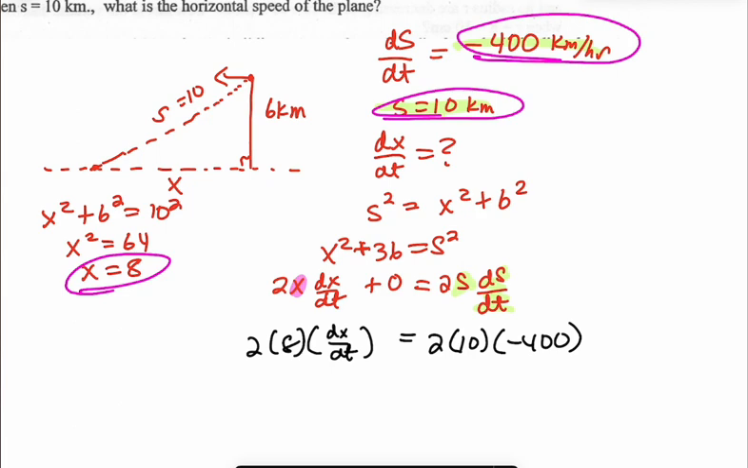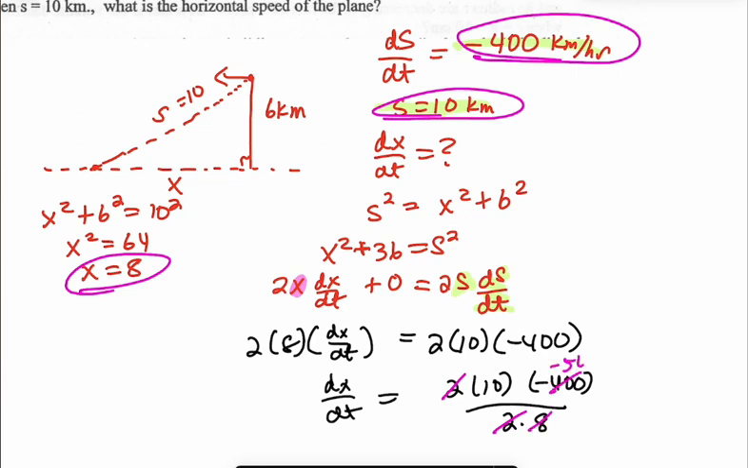So how could you get dx/dt by itself? Divide off the 2 and the 8. So dx/dt is 2 times 10 times negative 400, divided by 2, divided by 8. Well, 2 goes into 2 once, so those cancel out. 8 goes into negative 400 negative 50 times. And then negative 50 times 10 is negative 500.